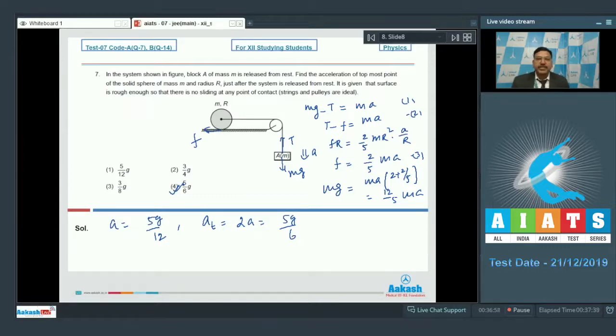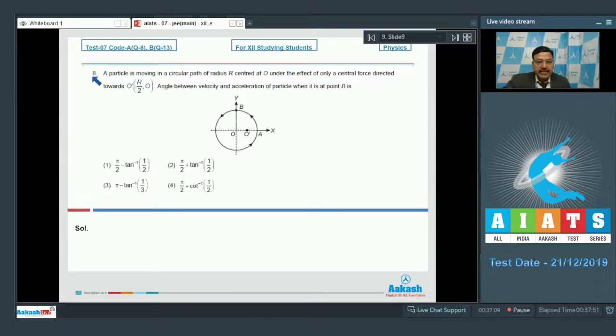Let's move on to the next question now. Question 8 says, a particle is moving in a circular path of radius r, centered at O, under the effect of only a central force directed towards O', whose coordinates are (r/2, 0). So this is the point O'. We have to find the angle between velocity and acceleration of the particle when it is at point B. And these are the 4 options.